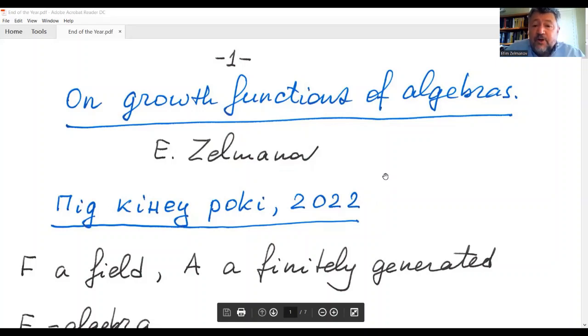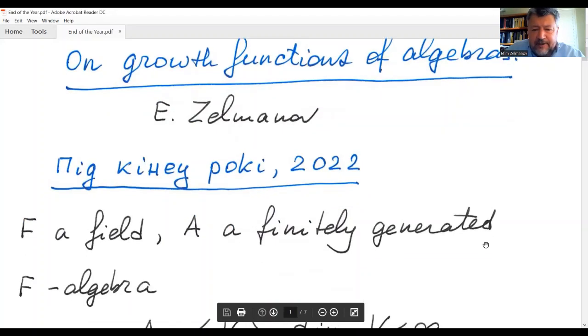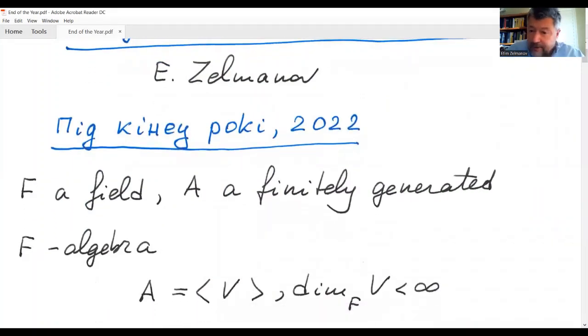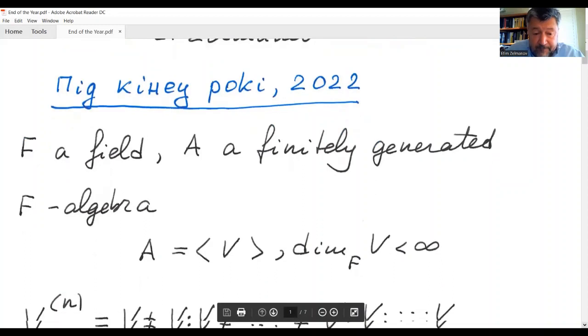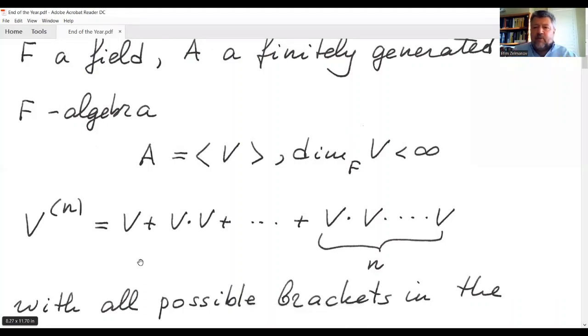Okay. So I will talk about growth functions of algebras. Let F be a field, and let A be a finitely generated F algebra. I did not specify if A is associative or Lie or anything else. Suppose that the algebra A is finitely generated, so it is generated by a finite dimensional subspace V. Let V(n), in round brackets, be the span of all products in generators from V of lengths up to n, with all possible brackets if A is not associative. In any case, this is a finite dimensional space.